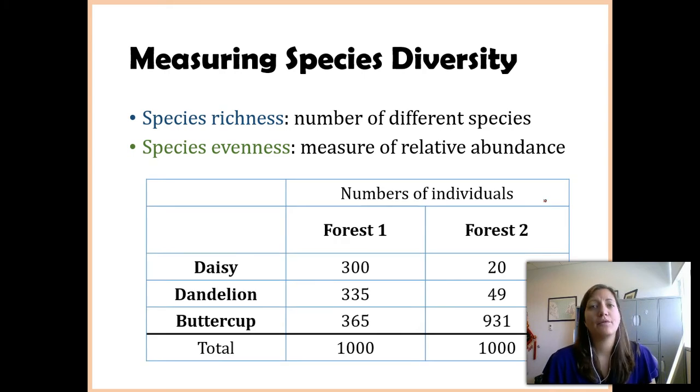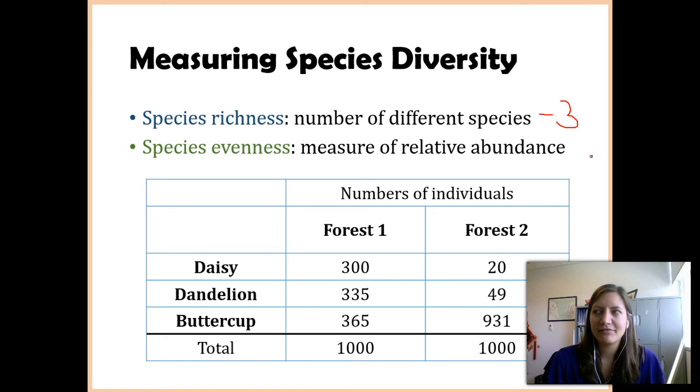So here I give you an example. Let's say you're a wildlife manager and you have two forests that you need to oversee. One of them you want to spend a lot of money on to get it healthier, and you have to choose. So here are my two forests, and I have daisies, dandelions, and buttercups inside. So the species richness for both of these forests is the same. Each forest has daisies, dandelions, and buttercups. So in this case, the species richness is three within both of these forests.